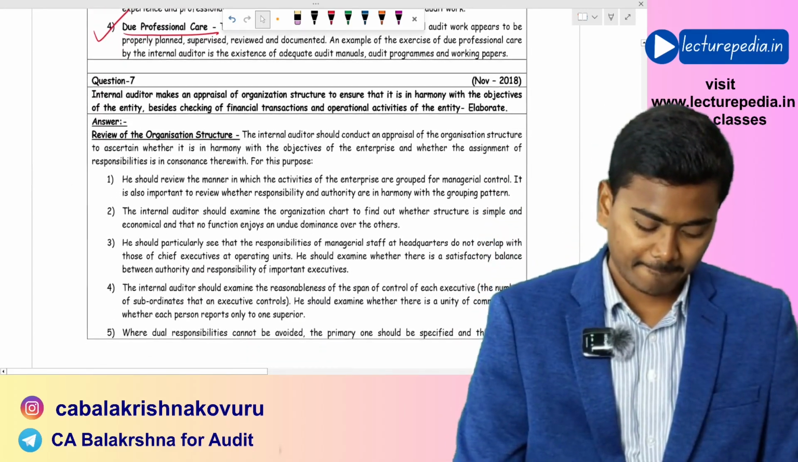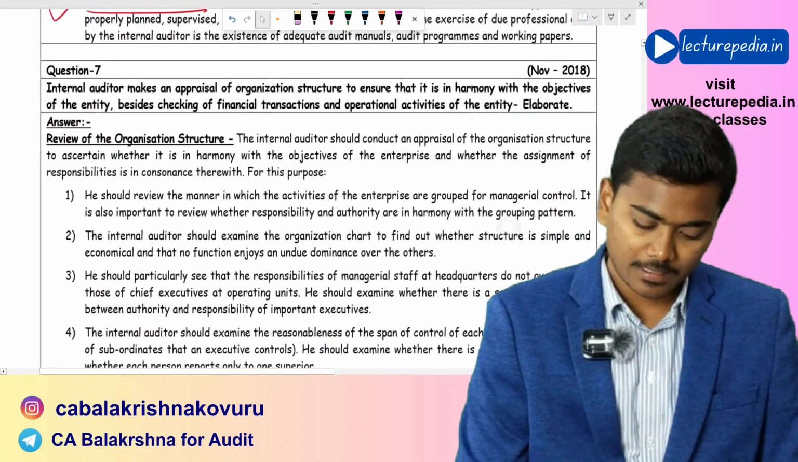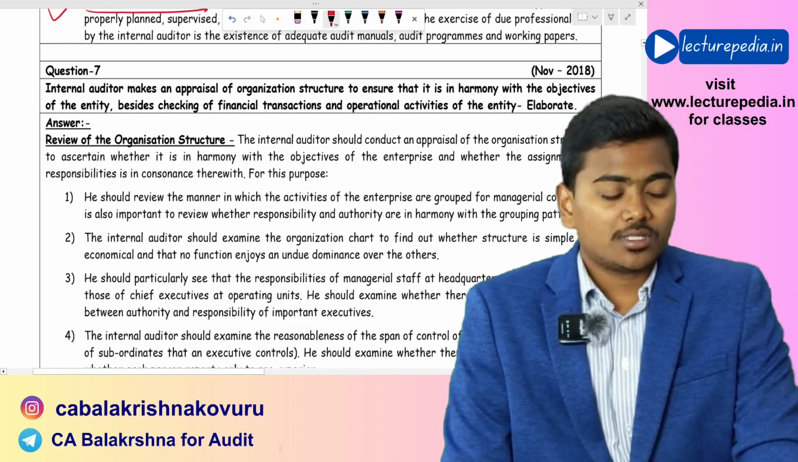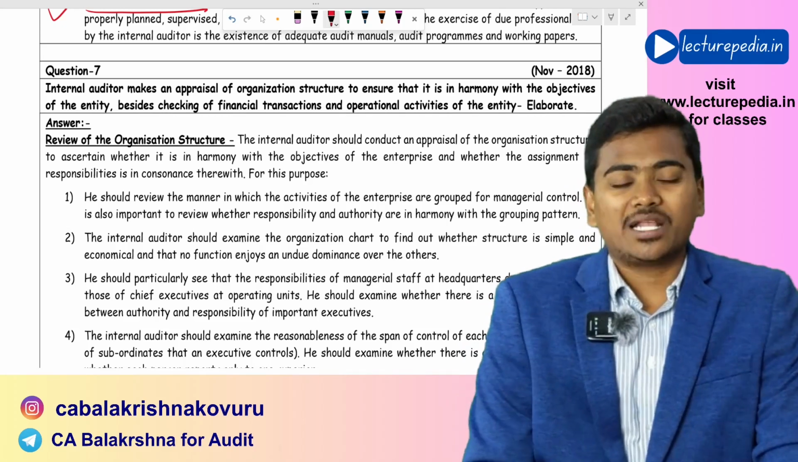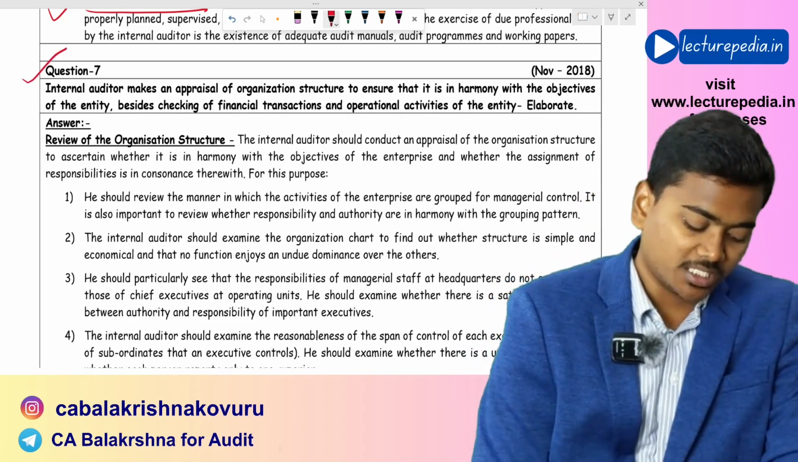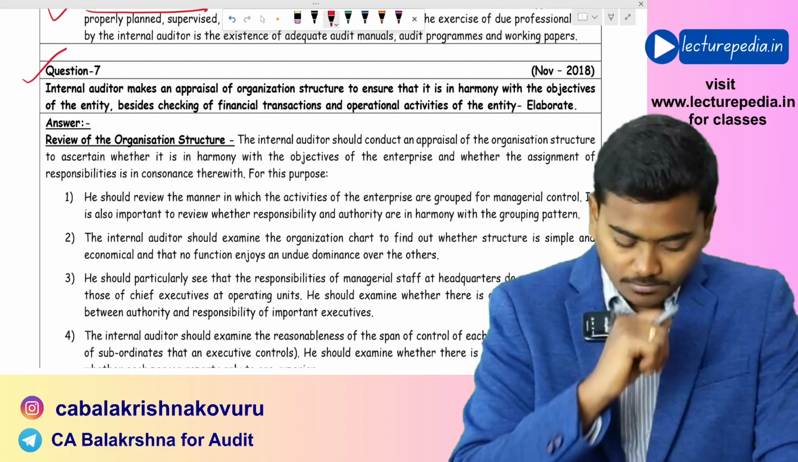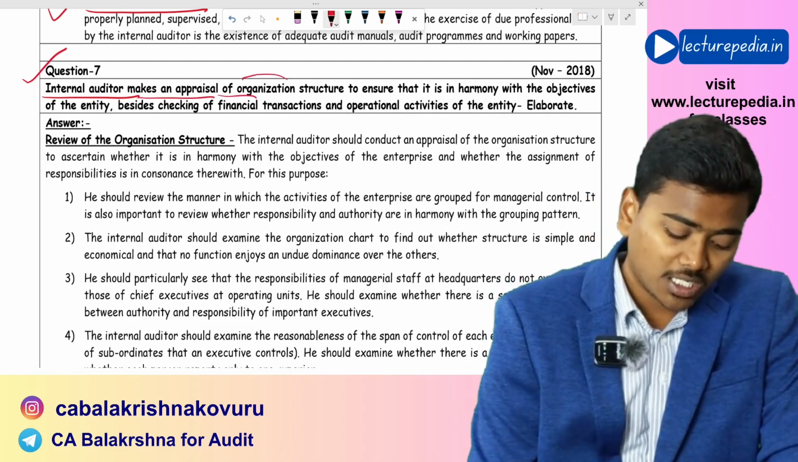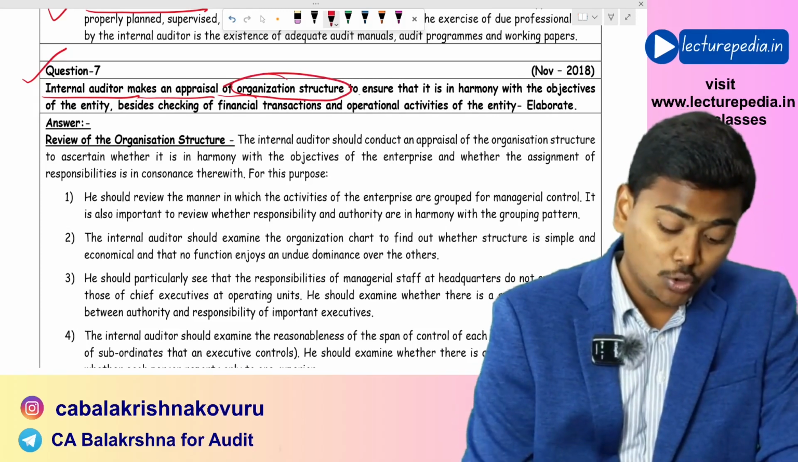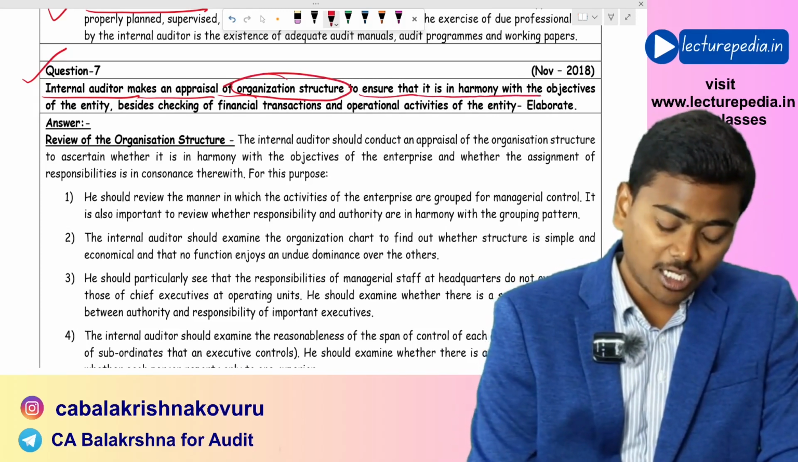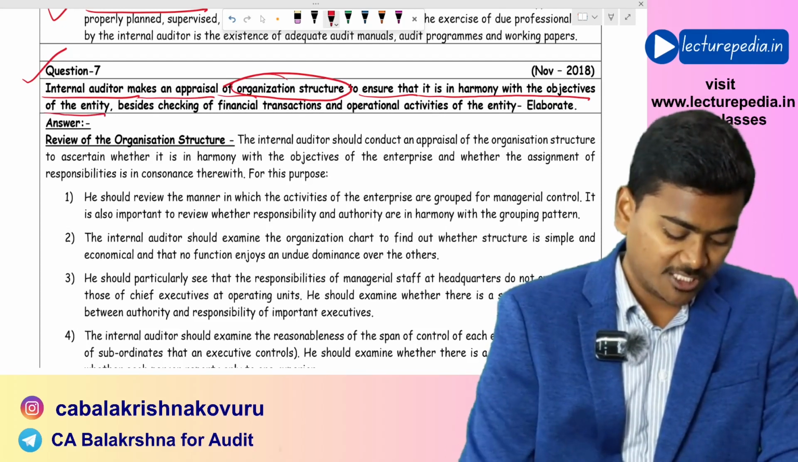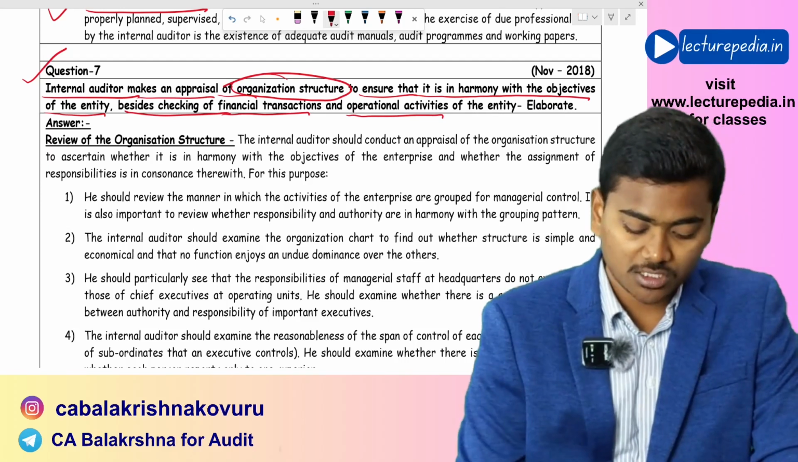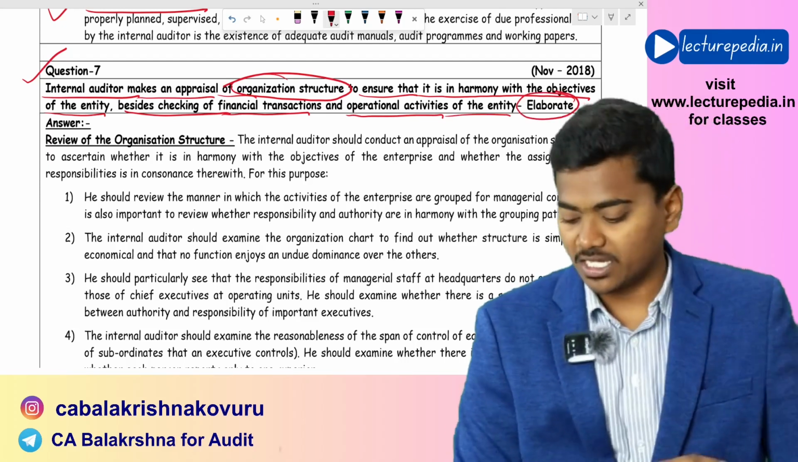Next, appraisal of organization structure. I have told you now there is a question with respect to appraisal of organization structure. Question number 7. Internal auditor makes an appraisal of organization structure to ensure that it is in harmony with the objectives of the entity. Besides checking the financial transactions and operational activities of the entity, elaborate.